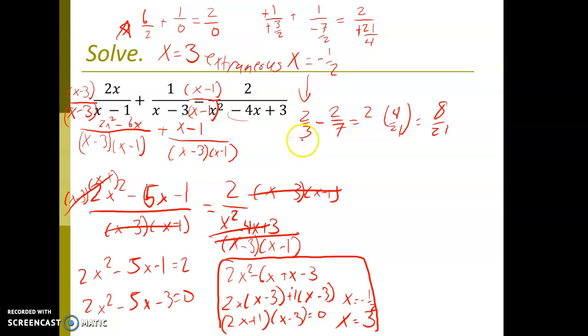And now adding and subtracting fractions. Let's see, 3 and 7 have a common denominator of 21. Do this 7 over 7, 3 over 3. That'll give us 14 over 21 minus 6 over 21. And look at that, it comes out to be equal, the same. So we know that x equals negative 1/2 is our actual solution, while x equals 3 is extraneous.